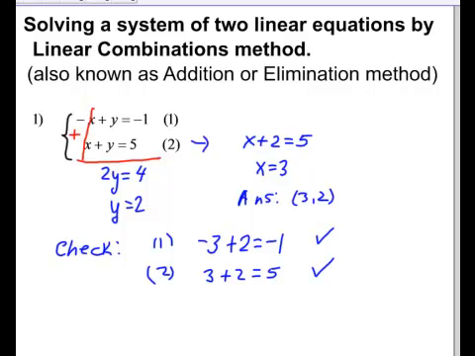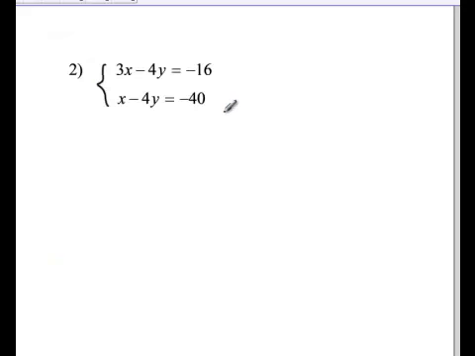Now let's have a look at the second system. In this case, we can also apply the elimination method, but the first step is to check if the equations are in standard form. Yes, all variables on one side, numbers on another side, x's are lined up, y's are lined up, numbers as well. If we start adding these two equations straightforwardly, you will see that 3x plus x is 4x, not 0. Negative 4y plus negative 4y is negative 8y, so it's not 0 again.